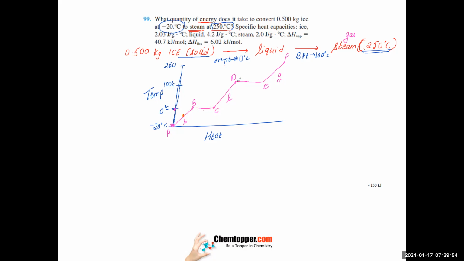What is the state of matter at D? Only liquid. At this point, only liquid. At this point, liquid and gas. At this point, only gas. At this point, gas.